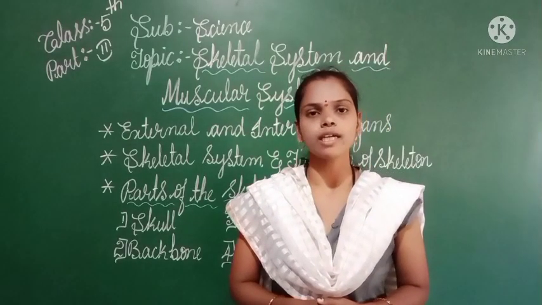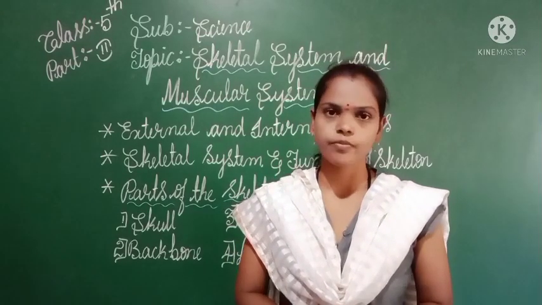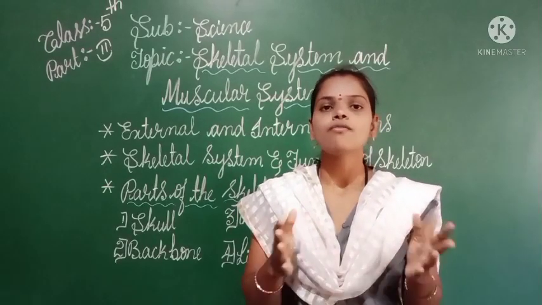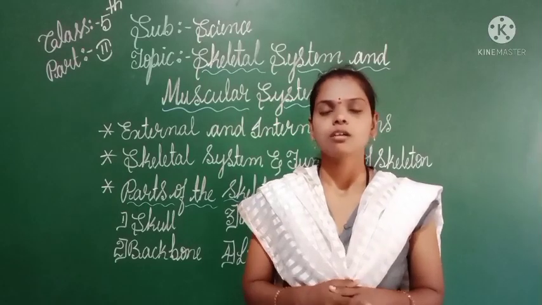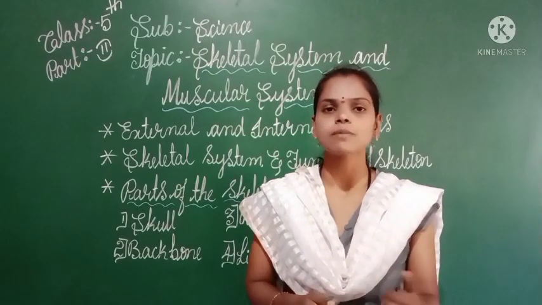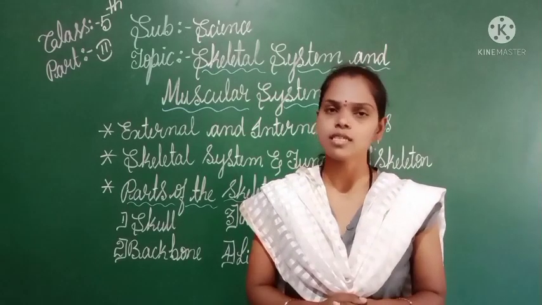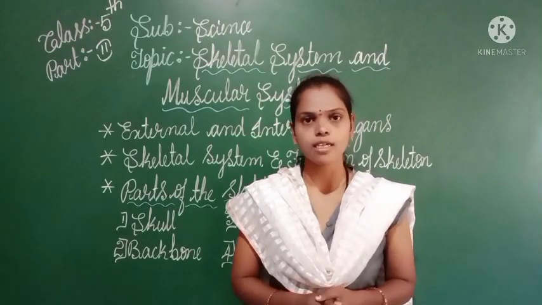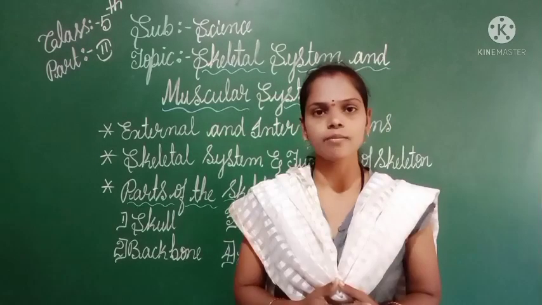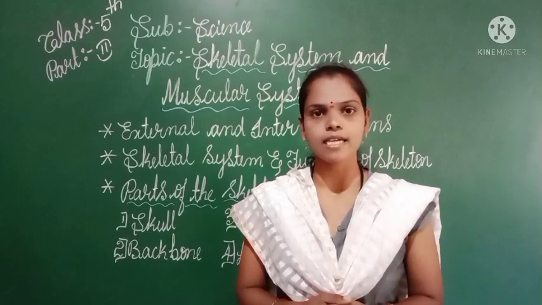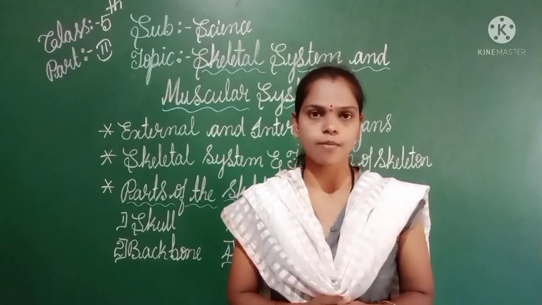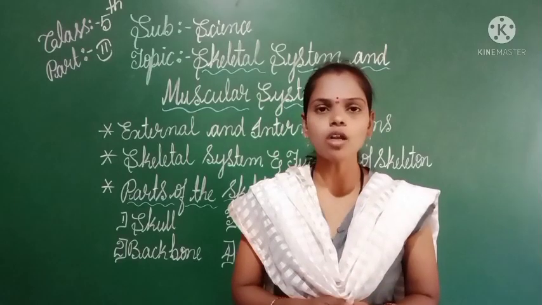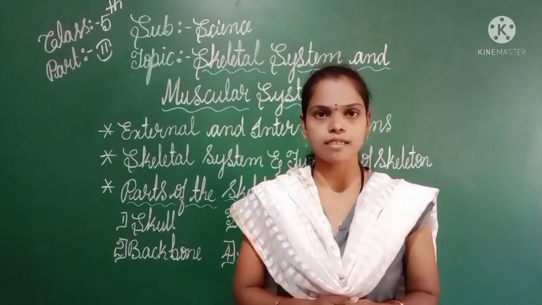Our human body is made up of different kinds of systems. A system is nothing but a group of organs which work together to perform a specific function. Different kinds of systems are present in the human body, such as the respiratory system, circulatory system, excretory system. These are examples of systems. As with these, we have one more system, that is the skeletal system.